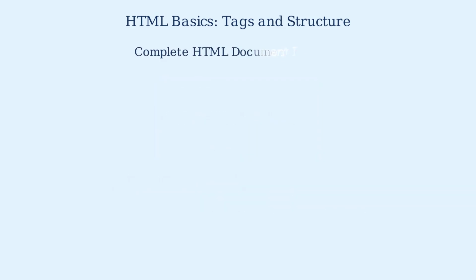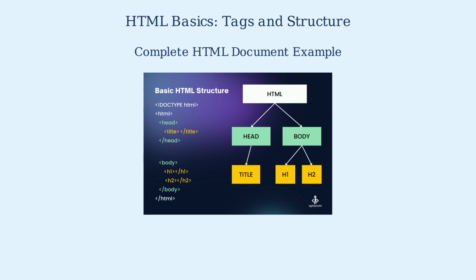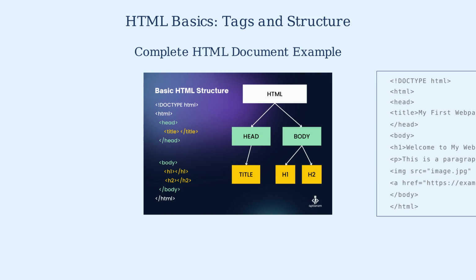Let's look at a complete HTML document example, showing how all these elements come together. This code shows a complete HTML document with the doctype declaration, HTML root element, head section with a title, and body section with various content elements.